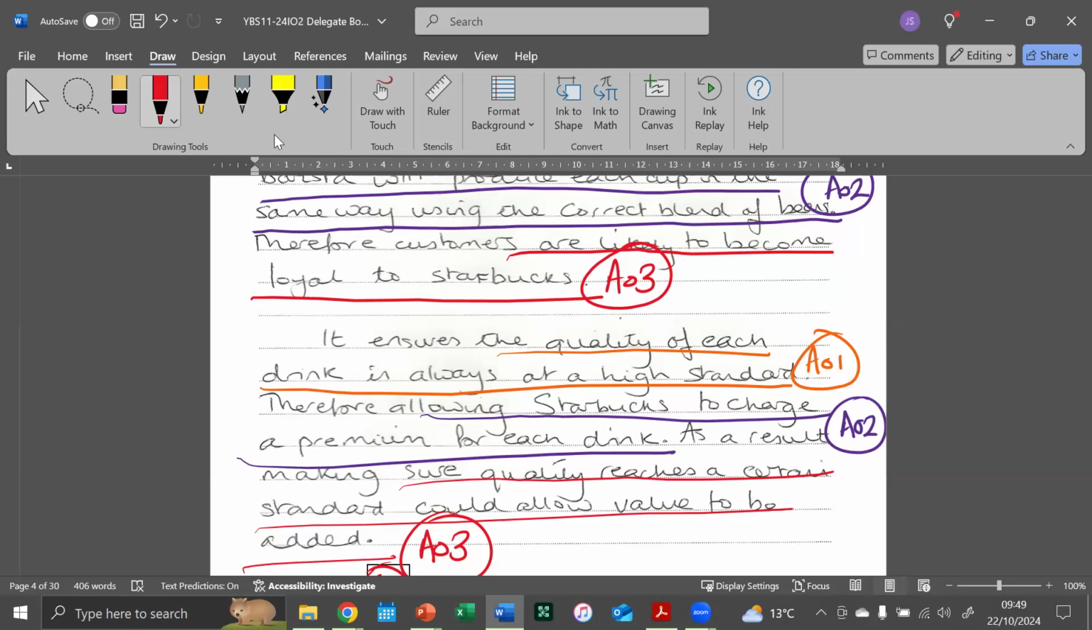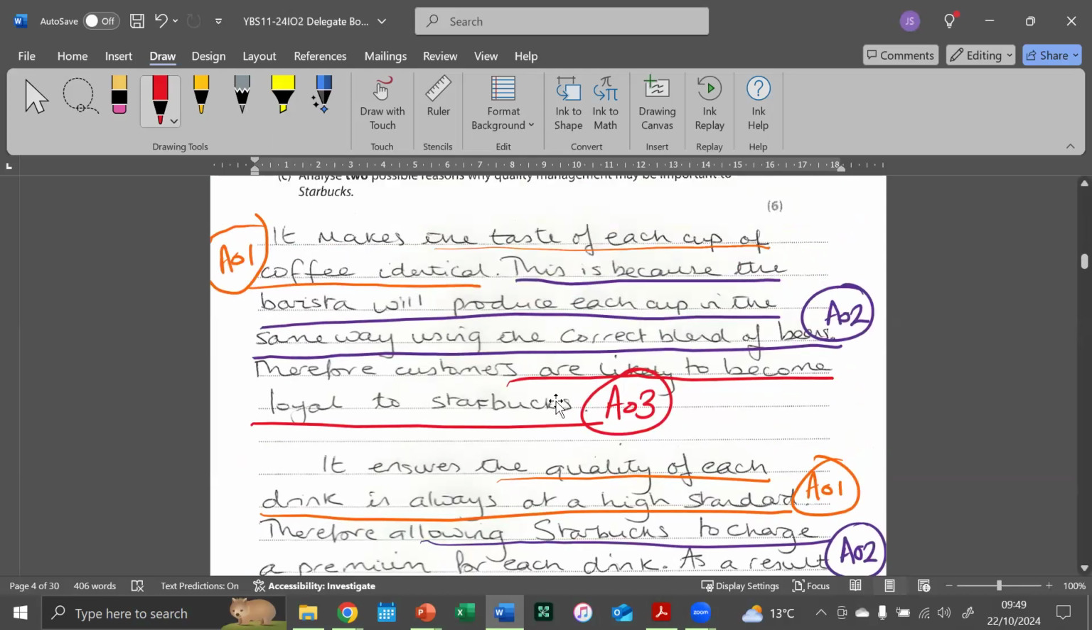What have we got here? Edward is saying, well, look, what we got here. What have we got here? Each cup of coffee identical, right? Fine. I think that's a point. This is because the barista will produce each cup in the same way, yeah, using the correct blend of beans.